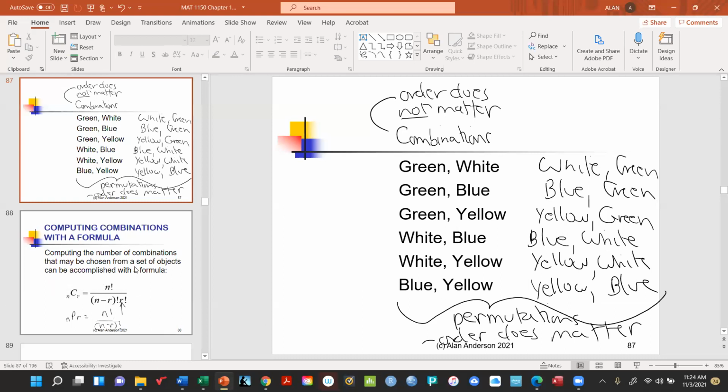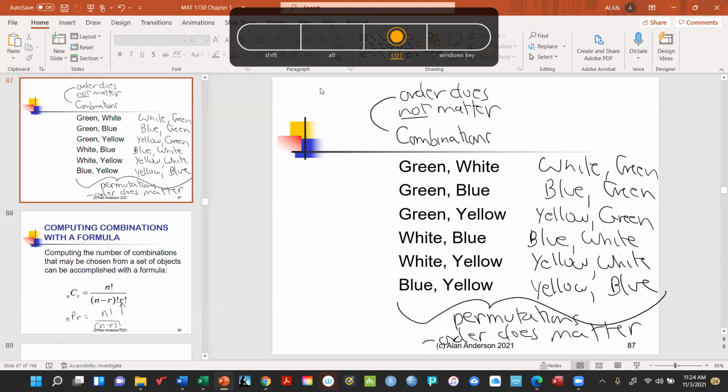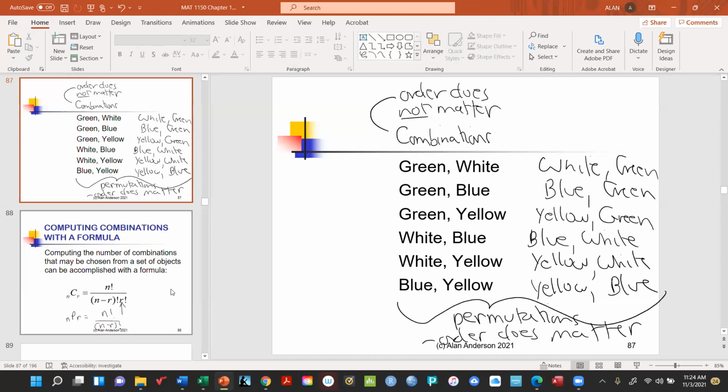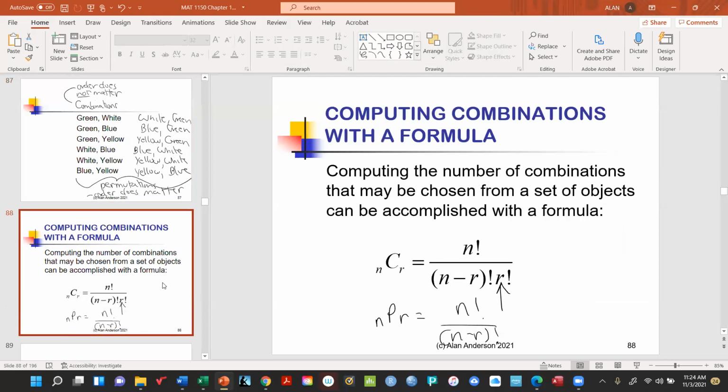I've repeated in the next slide the formula for permutations so you can see how it compares with combinations. In the bottom I have the permutation formula. The combination formula has an extra term in there. We're dividing out by r factorial. What that is doing is eliminating all the cases where we have the same objects but in a different order. So the number of combinations will always be smaller than the number of permutations.